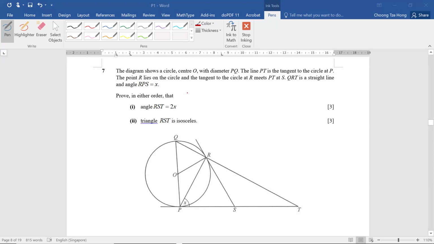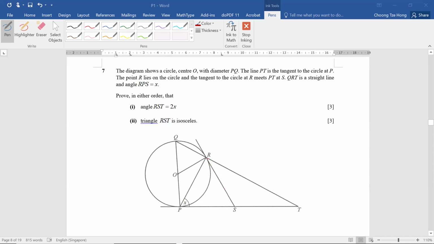The diagram shows a circle with center O, with diameter PQ. PQ is the diameter of the circle and that's why it passes through the center of the circle. The line PT is the tangent to the circle at point P. The point R lies on the circle, and the tangent to the circle at R meets PT at S. So in other words, RS is also another tangent to the circle at point R.